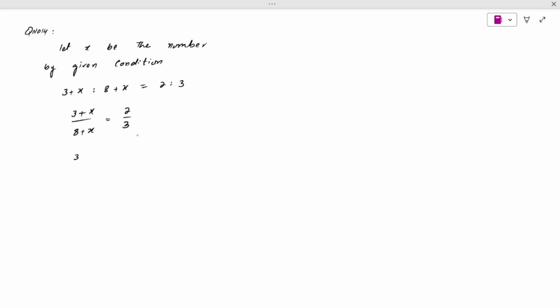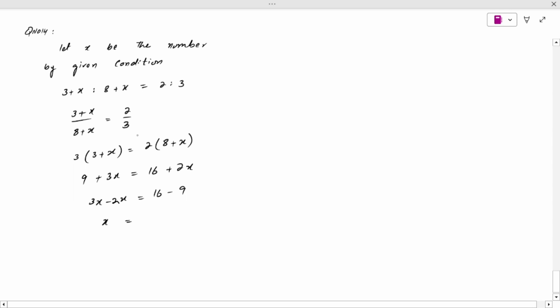We cross multiply them. 3 times (3 plus x) equals 2 times (8 plus x). So 3 threes are 9 plus 3x equals 8 twos are 16 plus 2x. Subtracting 2x from 3x and 9 from 16, we get x equals 16 minus 9, which is 7. So this is the required number which must be added to 3 and 8 so that the ratio between them becomes 2:3. This is the answer to question number 14.